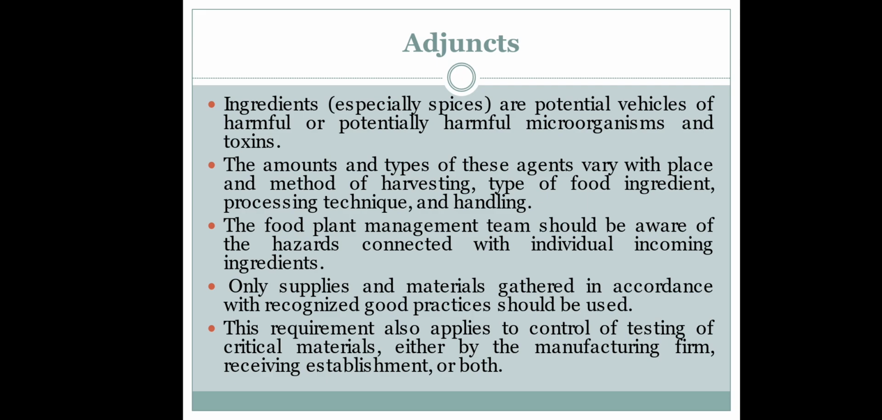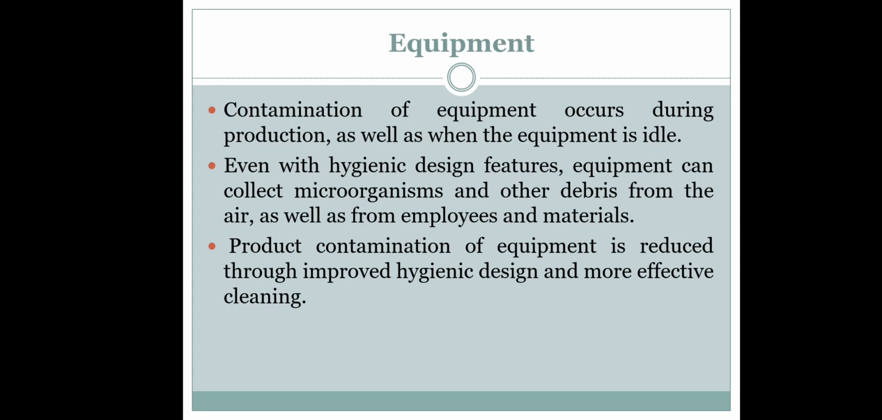Next, adjuncts. We add ingredients, and especially spices, and they are vehicles for the transfer of contamination. Their method of harvesting, the type of ingredient, their processing technique, their handling, or the food management can all be responsible for the entry of microbes into the spices and ingredients, right? Next one is equipment. Obviously, uncleaned or unsterilized equipment or unhygienic equipment designs can collect microorganisms and debris, so this may result in contamination of the food.